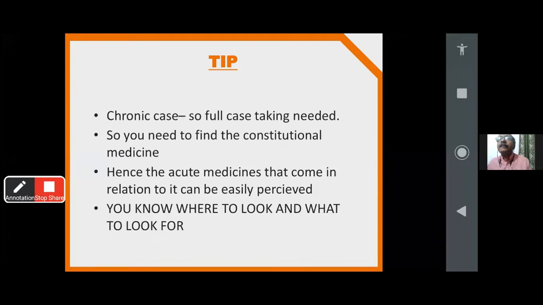So in any case, you take the chronic case, then you wait, you make a picture of what acute medicines will come. When the acute phase comes, you keep those short acting acute medicines.